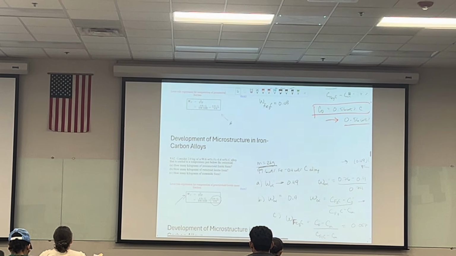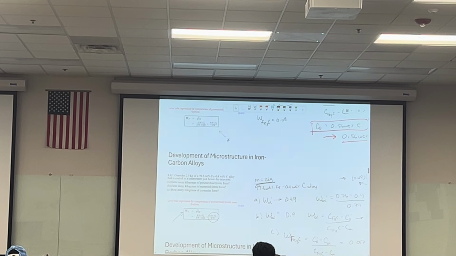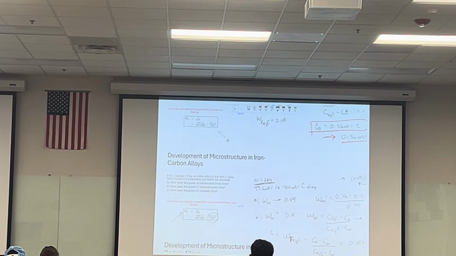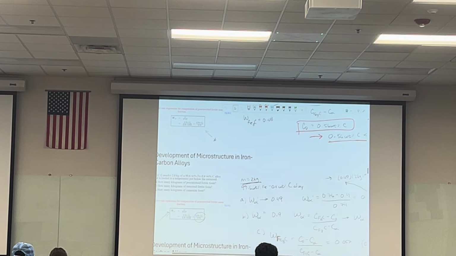On the screen is what we did in the earlier recitation. So the problem reads, consider 2 kilograms of a 99.6 weight percent iron and 0.4 weight percent carbon alloy that is cooled to a temperature just below the eutectoid. And they want to know how many kilograms of eutectoid ferrite form, and essentially the same question for the cementite form.